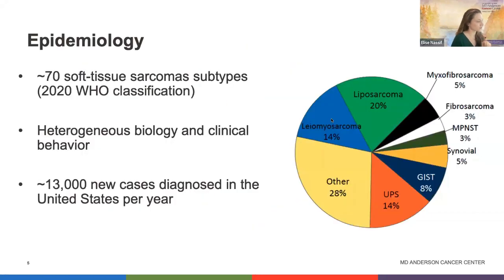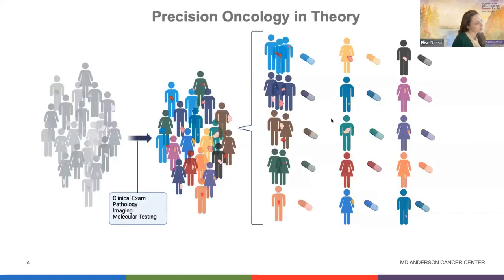So I'm going to skip that first slide because you heard a lot about the different subtypes and the heterogeneous diseases that are sarcomas. So this is the theory of precision oncology. So we start with all those patients that have sarcomas, and we can see they have slight differences, but it's hard to really tease apart the different tumors. And then after a good clinical exam, pathology review, imaging review, and what we call molecular testing, we're able to see that all those patients are different and that they actually have very different tumors.